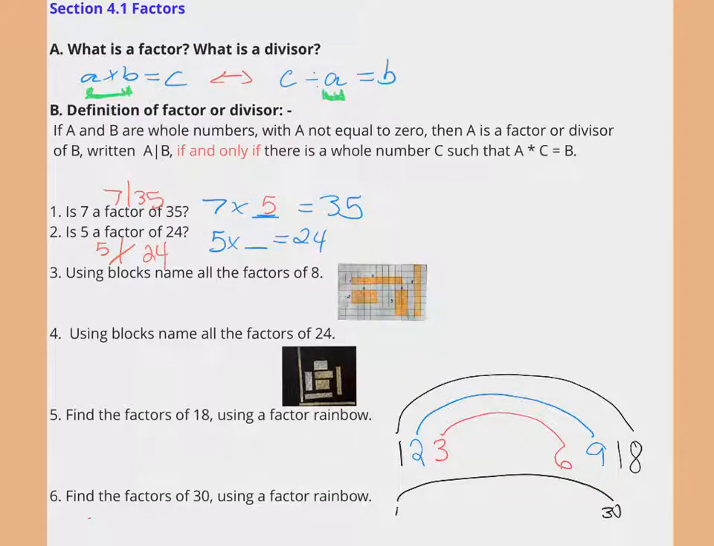And then I'm going to move to 2. I know I can do 2 and 15. And then I'm going to go to 3. 3 times 10 is 30. I can try 4. I know that 4 is not going to work for me, so I can go to 5. I know 5 times 6 will give me 30. And then there's no whole number between 5 and 6, so I know I've listed all my factors. So my factors of 30 are 1, 2, 3, 5, 6, 10, 15, and 30, but then I also have them paired up.